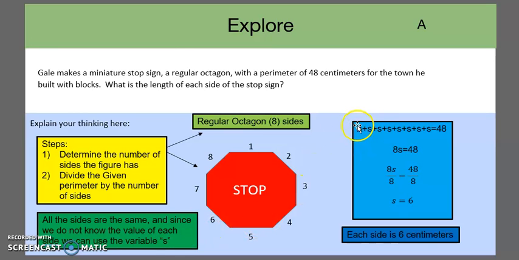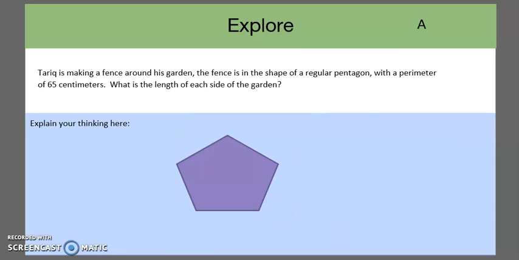Since we don't know what s is, we're going to solve it algebraically. Here I wrote down 8 s's for each of the sides of the octagon, and we set it equal to 48. When we add up all the s's, we get 8s equals 48. To get rid of the 8, we do inverse operations and divide by 8 on both sides, giving us s equals 6. Therefore, each side is 6 centimeters. Notice how I included the units in my final answer. Okay, we're going to look at our next problem.